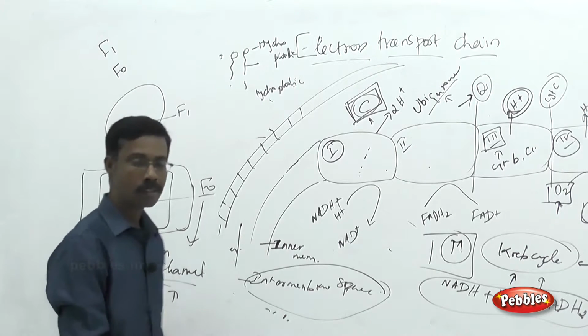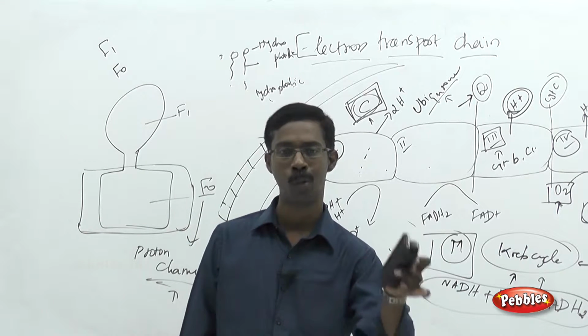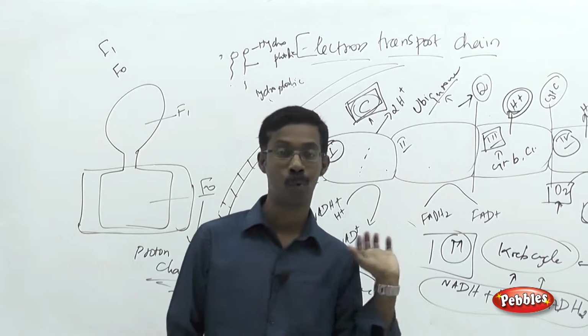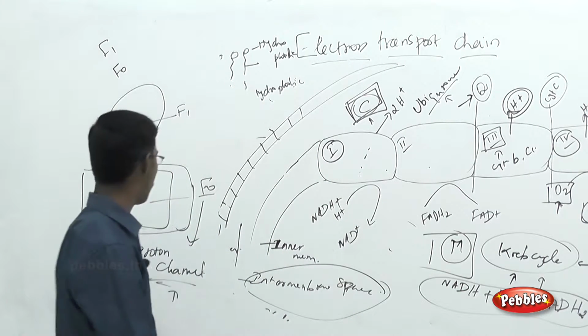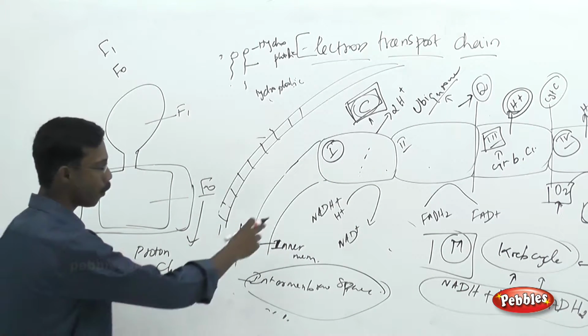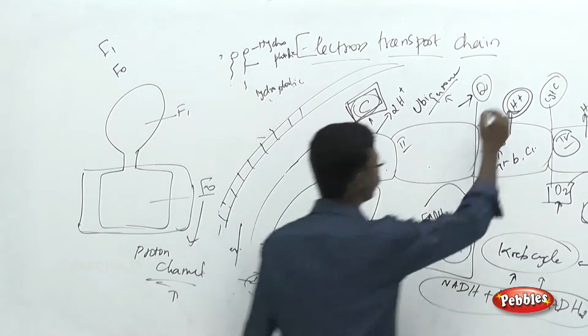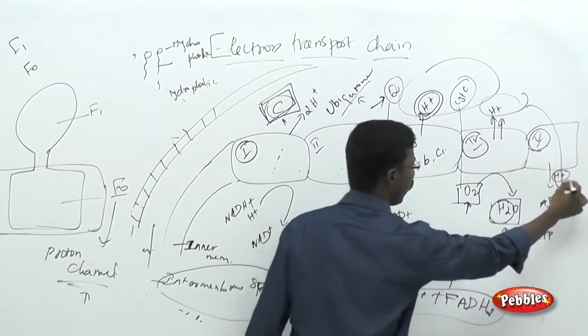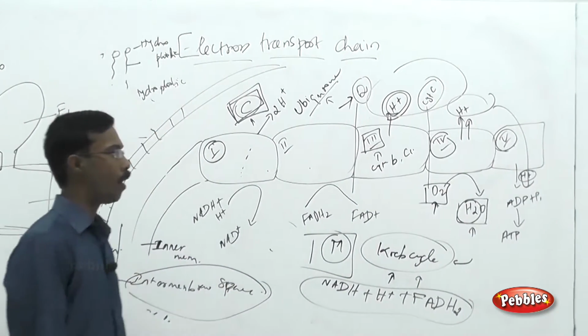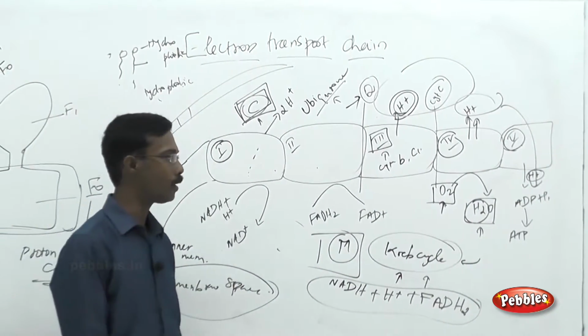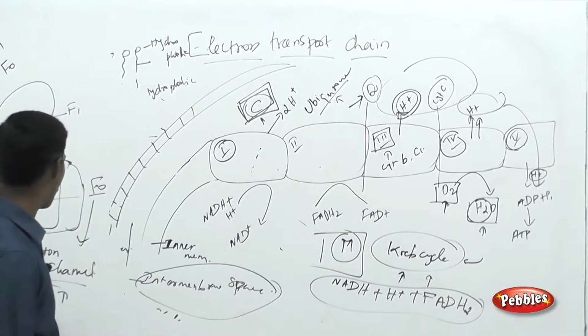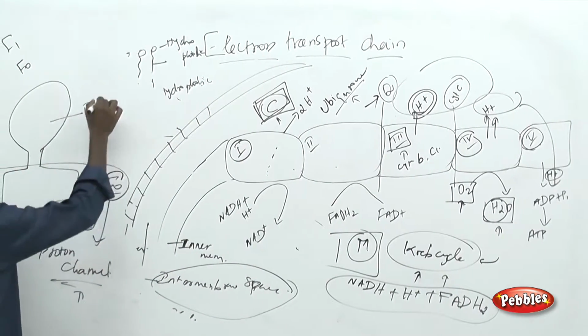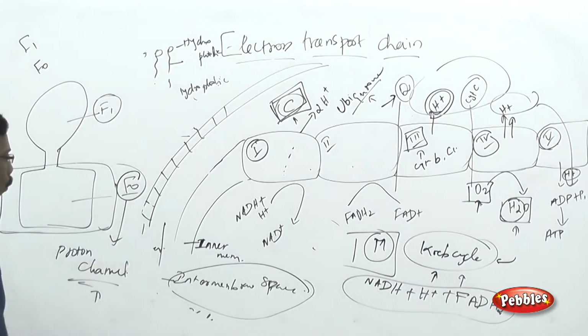That means this channel is going to allow the protons to enter into the matrix side. As I told you, the protons are concentrated over here, and they all try to enter through the particular complex 5, or ATP synthase. In the ATP synthase, you have to remember there are two portions, F0 and F1.